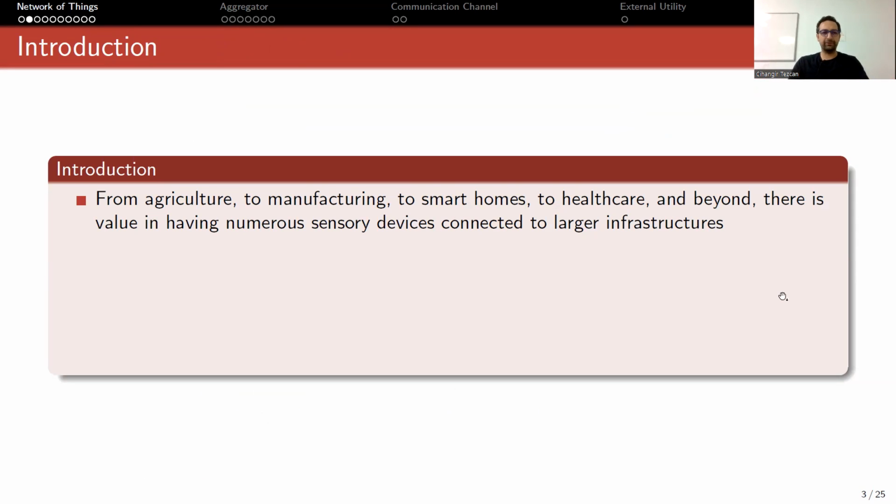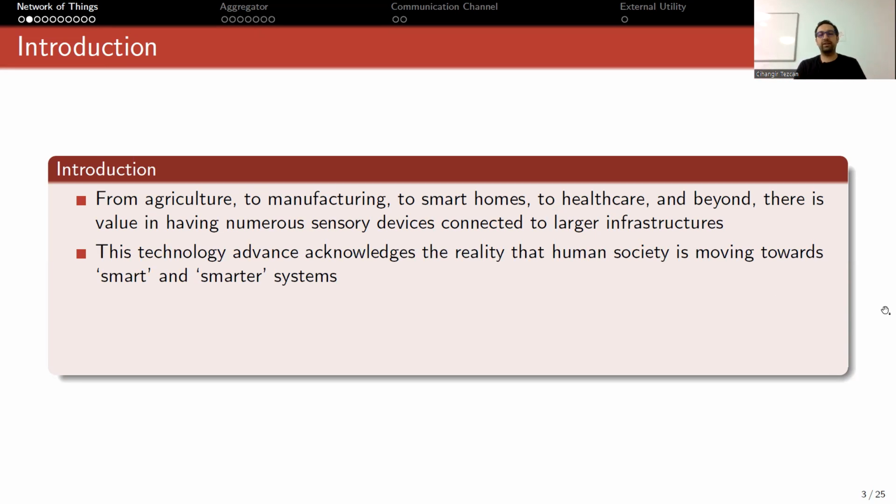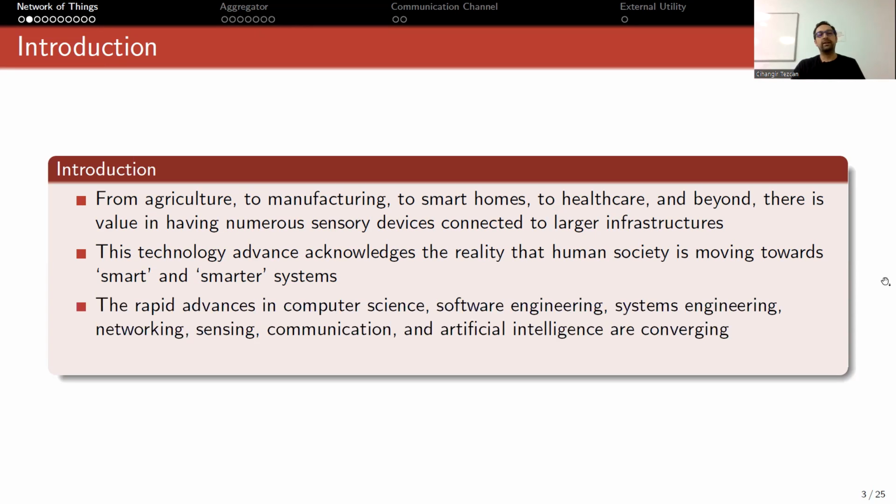So let's start with an introduction. From agriculture to manufacturing to smart homes to healthcare and beyond, there is value in having numerous sensory devices connected to larger infrastructures. Also, this is currently a trend in smart homes. Almost every device is connected to a main hub, and you control it with your mobile phone, etc. This technology advance acknowledges the reality that human society is moving towards smarter and smarter systems. The rapid advances in computer science, software engineering, systems engineering, networking, sensing, communication, and artificial intelligence are converging. The tethering factor here is data.